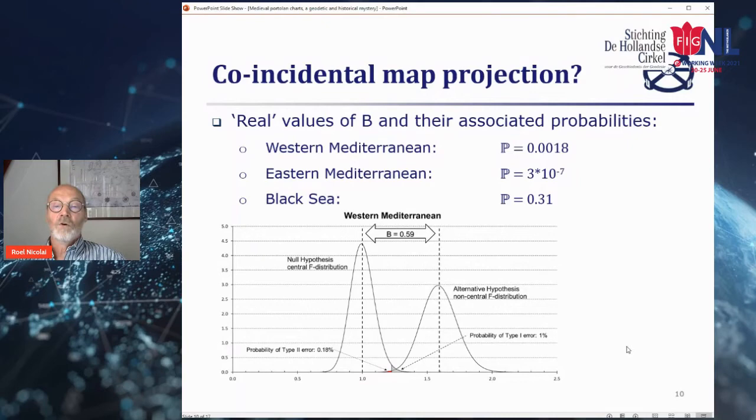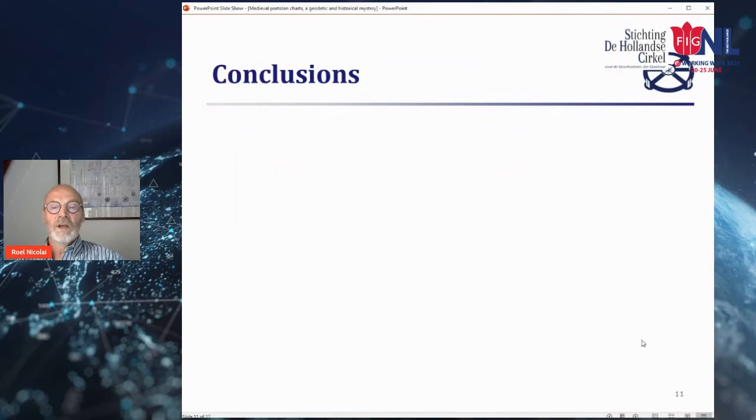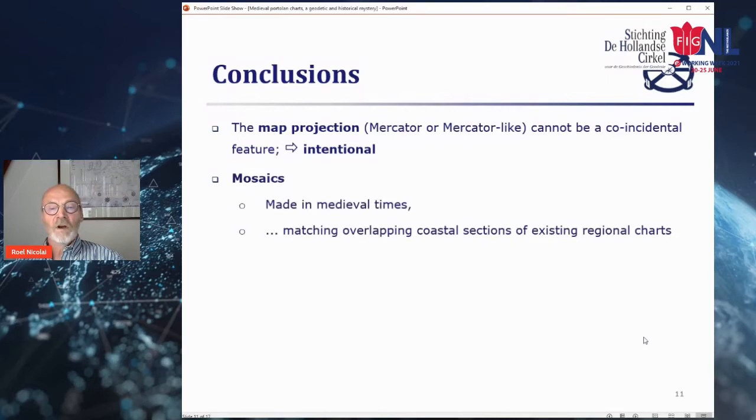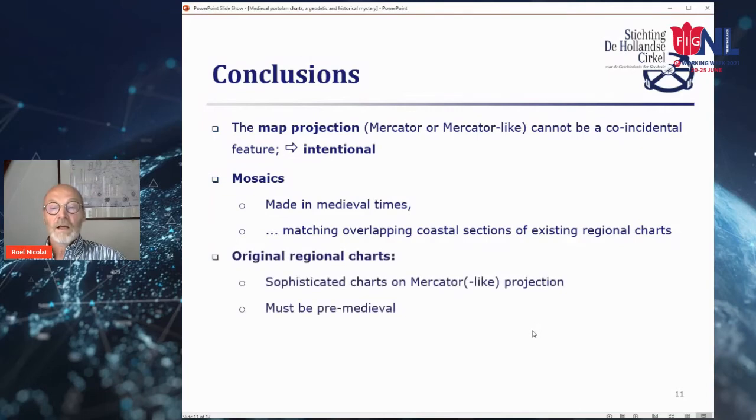This geodetic quality control technique, normally used in control networks, is therefore instrumental in understanding the map projection property of these remarkable charts. The conclusions of this analysis are as follows. The map projection cannot be a coincidental feature or artifact, which means that it must be intentional. Portolan charts are mosaics, which were most likely made in medieval times by matching overlapping coastal sections of existing regional charts, which would have been maps or charts on a Mercator or similar projection.